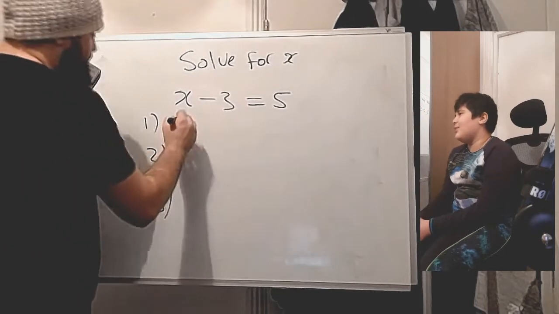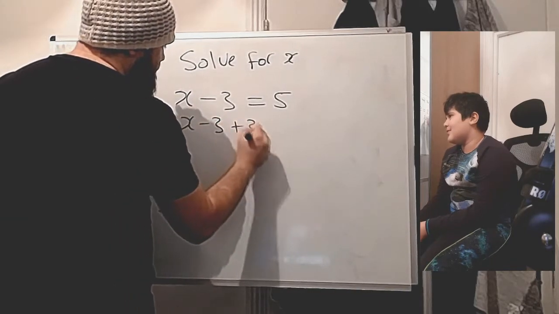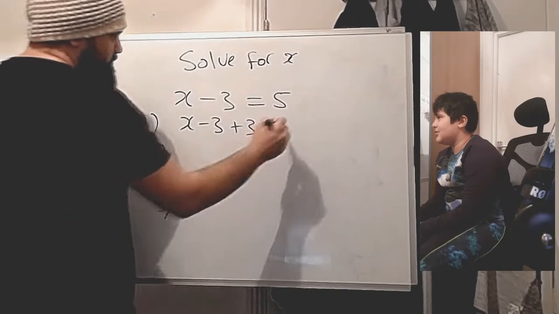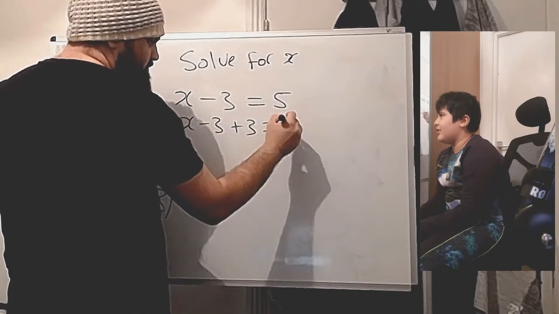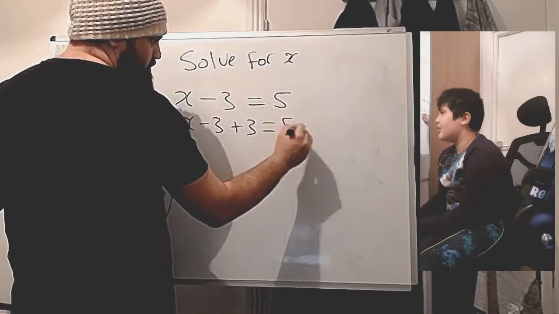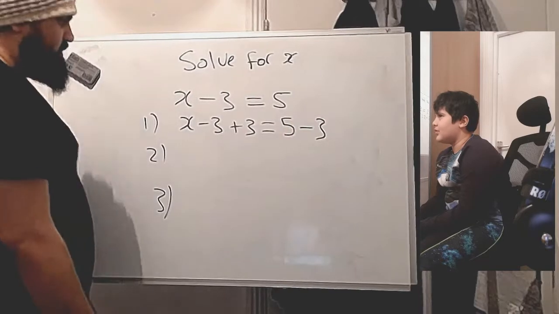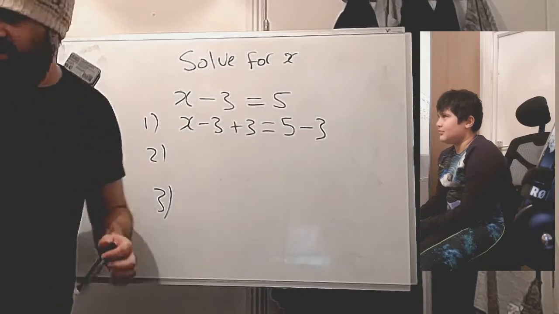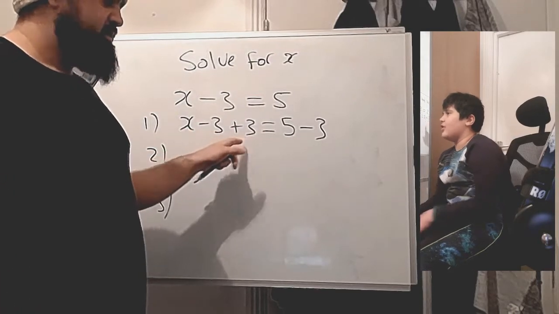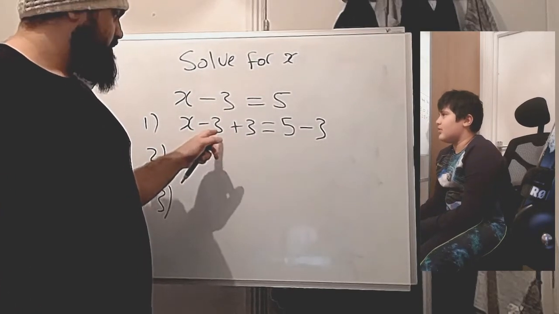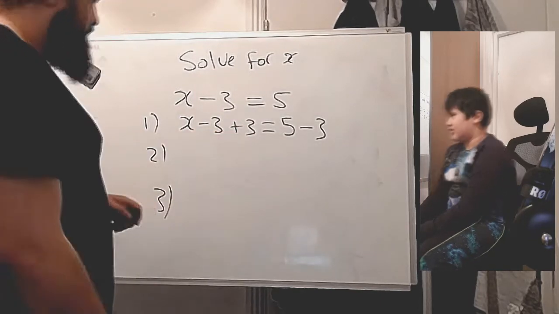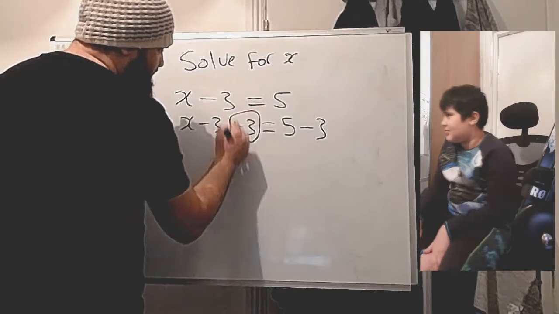X minus 3 plus 3, good stuff. Plus 5. Plus 5. Minus 3. 5 minus 3. Okay, just before we go ahead, you done this part wrong. What did you do on this side? I done 3 plus 3. What did you change on this side? You added this plus 3, didn't you?